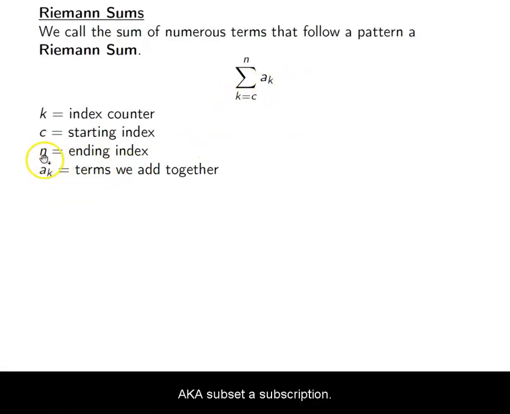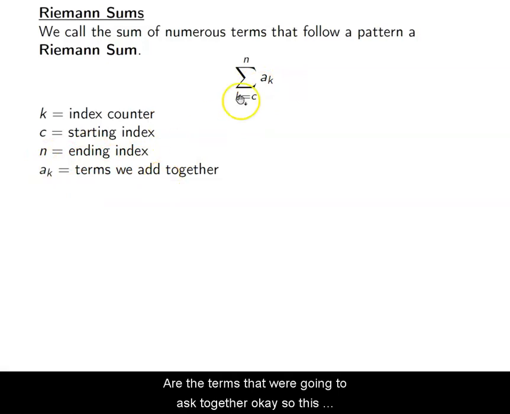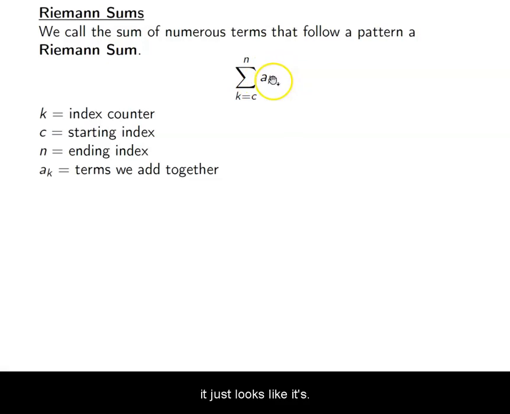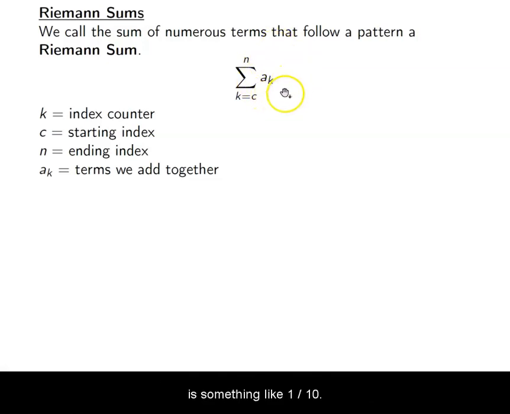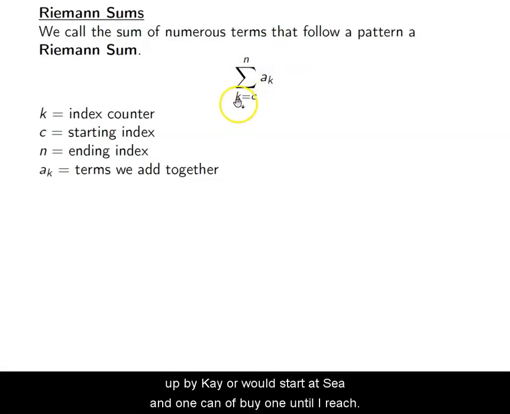a subscript k are the terms that we're going to add together. Okay, so this sigma notation here means I'm going to add up all of whatever a sub k is. So here it just looks like it's a1, a2, a3 like that, but it depends, because a subscript k can be a formula. Generally it is a formula, right? So maybe this is something like 1 over k. In that case, my denominator would start at c and count up by 1 until I reached n.